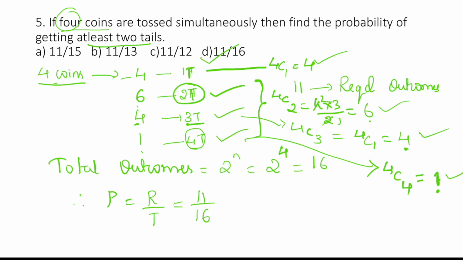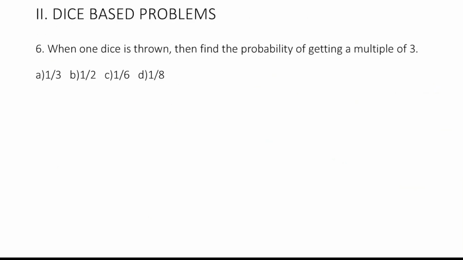Okay, so this completes coins based problems. Now next we shall see dice based problems. Okay, so before seeing dice based problems, what are the outcomes when 1 dice is thrown and when 2 dice are thrown? Okay, when 1 dice and 2 dice. Okay, so first we will see and then we will solve the problem.